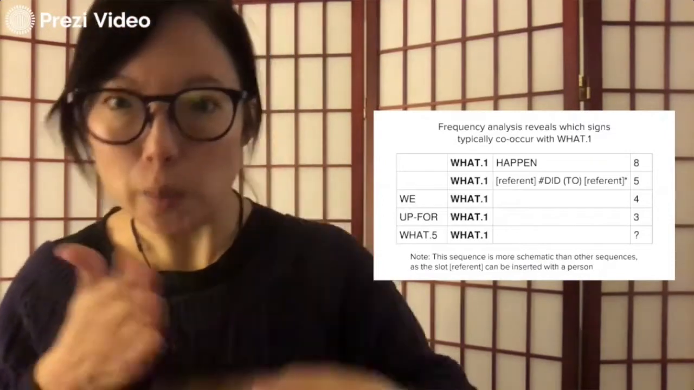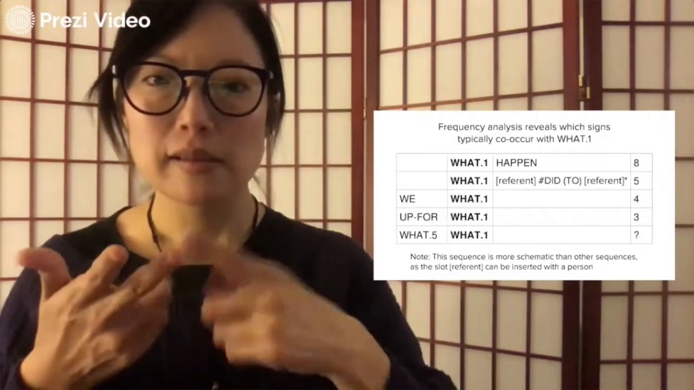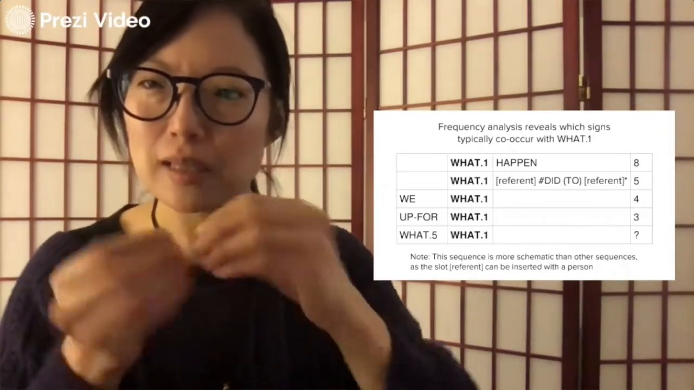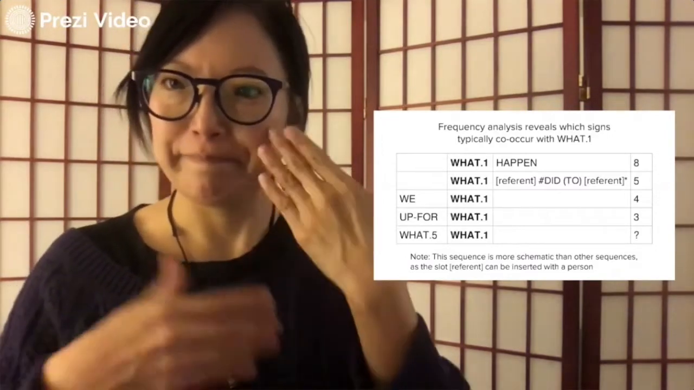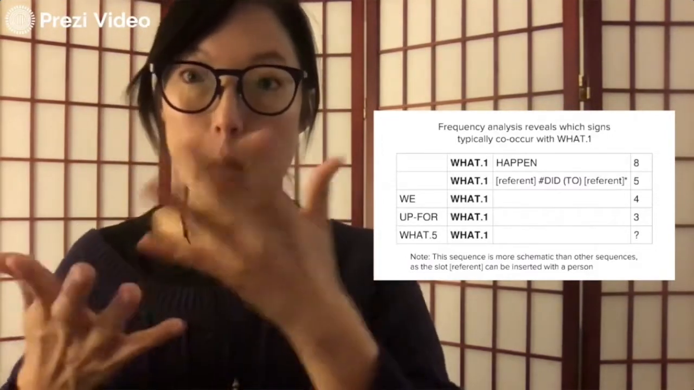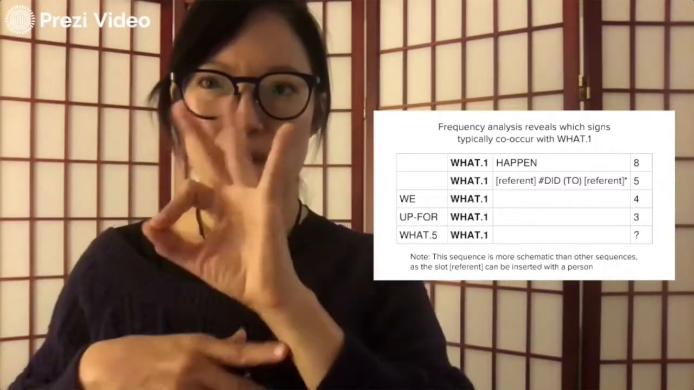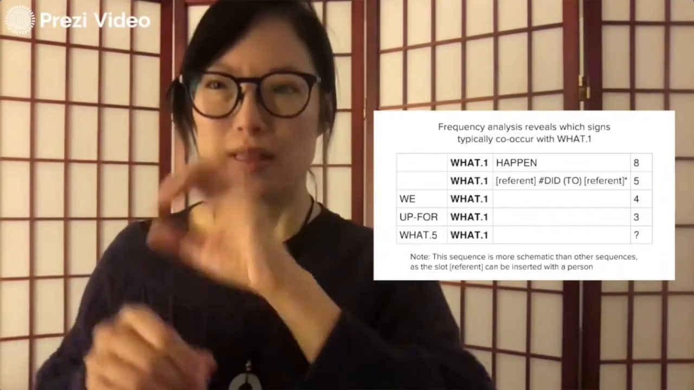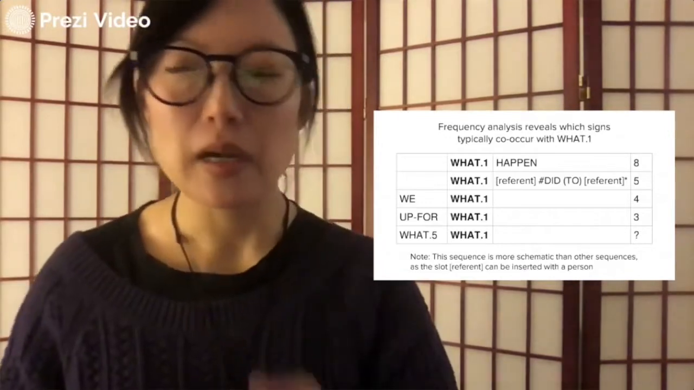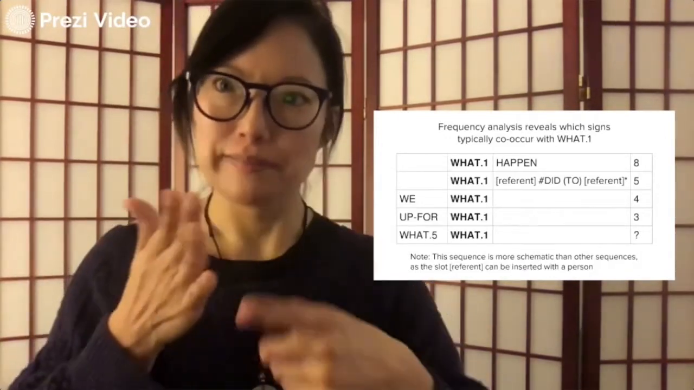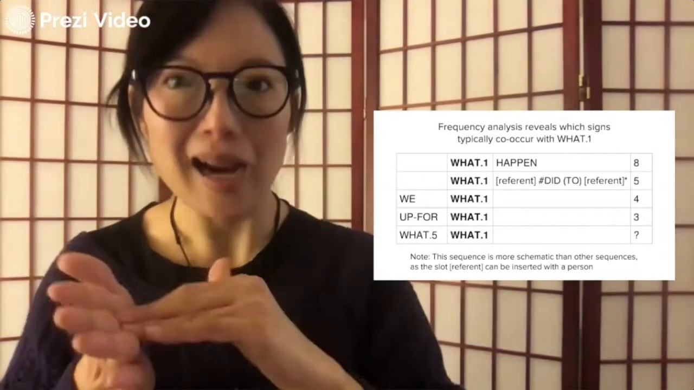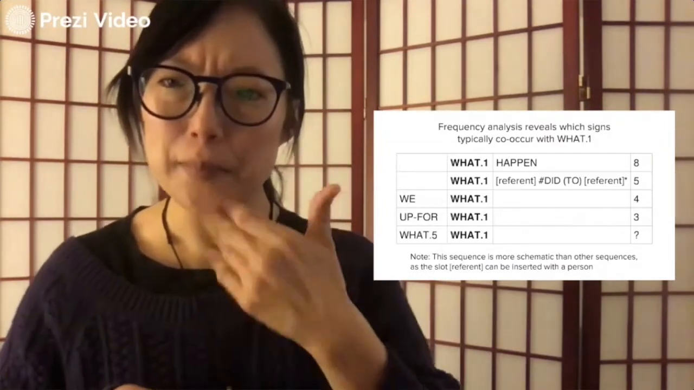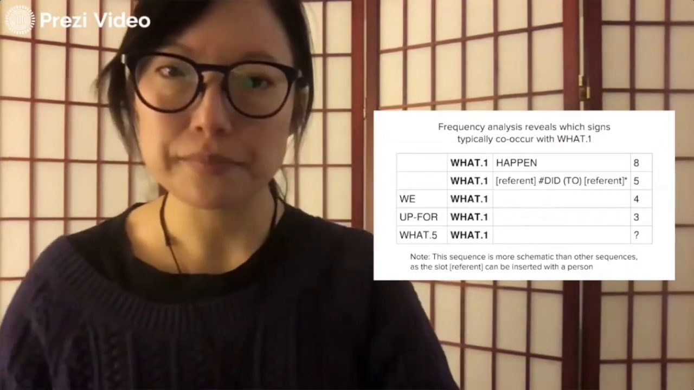In the third sequence, we have what one, up for what one, what five, what one. You'll notice that we didn't provide a number for the last sequence because we haven't figured out whether to tease apart all the variants of the what five because all the forms can be lumped into one category, and we need to figure out the function of that group of signs. But it's clear that the what one co-occurs with the group of what five signs. Again, when we look at the relationship of what one with other signs, we can better understand the function of the what one.